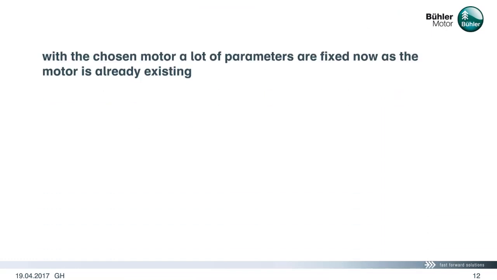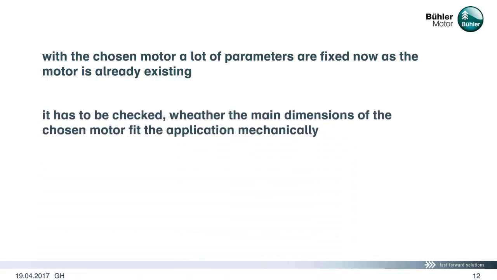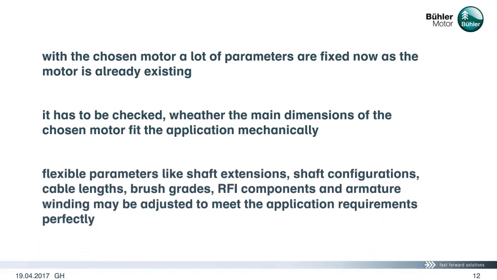With this chosen motor, a lot of parameters are fixed now, as the motor is already existing. It has to be checked now whether the main dimensions of the motor fit the application mechanically. Flexible parameters like shaft extension, shaft configuration, cable length, brush grade, RFI components and armature winding may be adjusted to meet the application requirements perfectly.